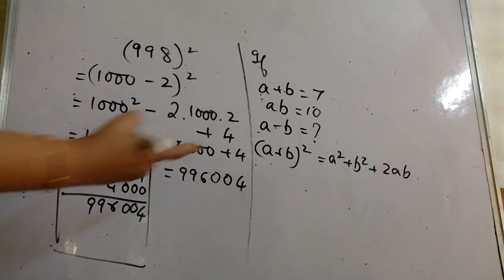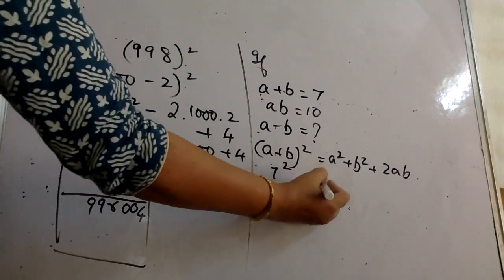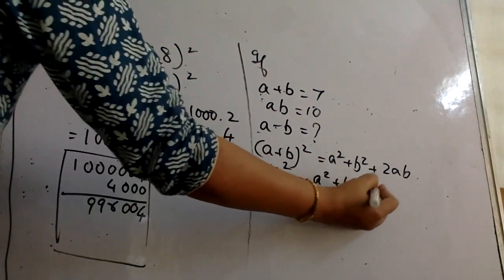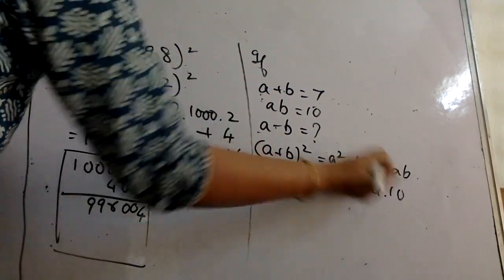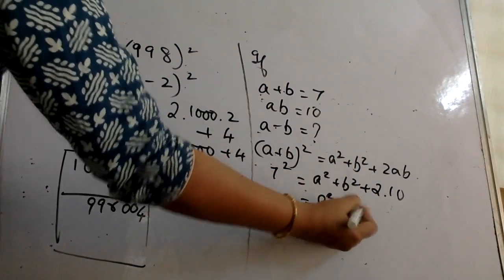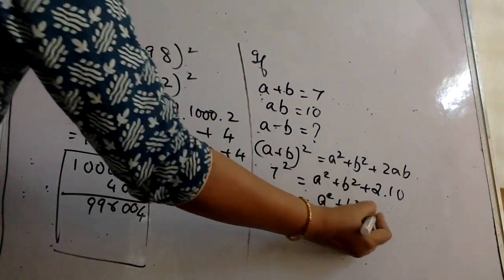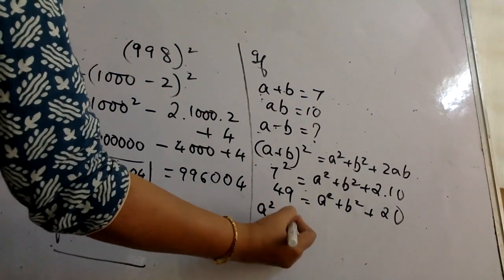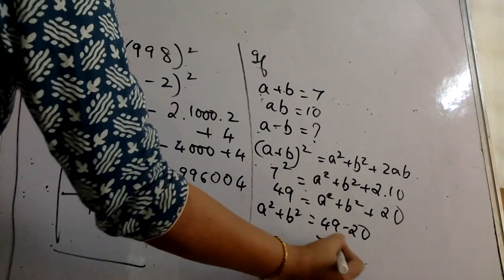Okay, now here I can put a 7 because a plus b is 7 square. Here I don't know the values, so I am just writing a square plus b square plus 2 and then ab is 10. Okay, so ab is 10, so I substitute. Now we should see to it that we don't separate out the a square and b square in this sum. Plus 20, and this is 49. So a square plus b square becomes 49 minus 20, that is 29.